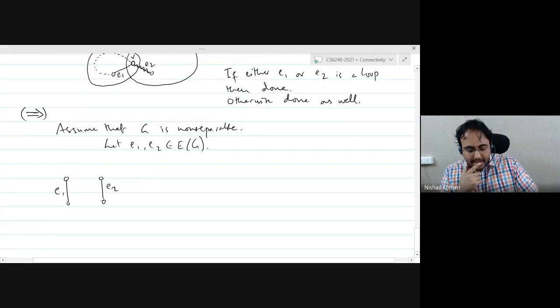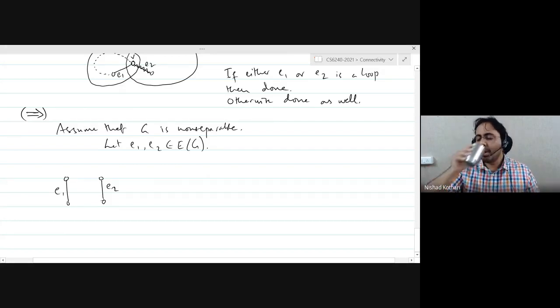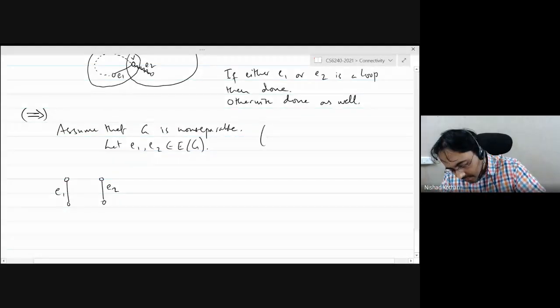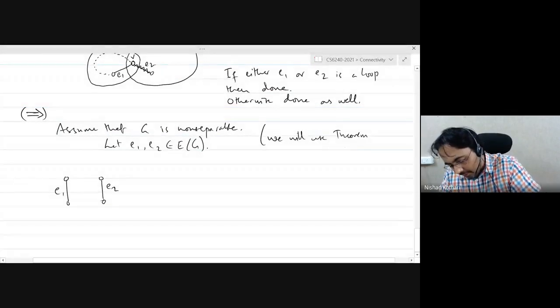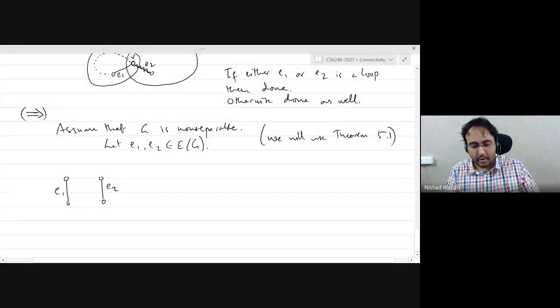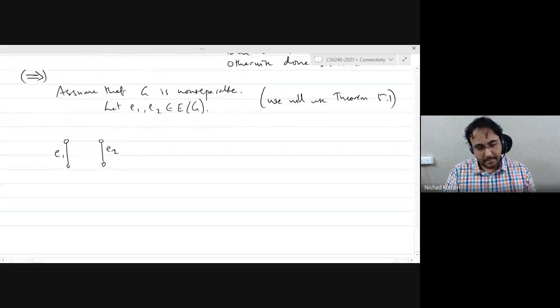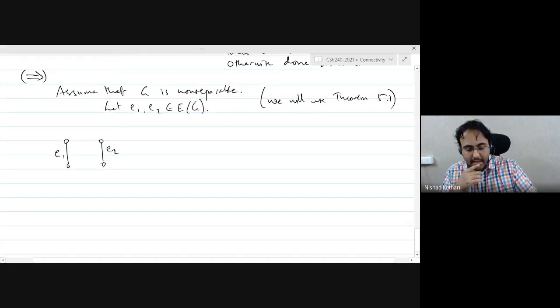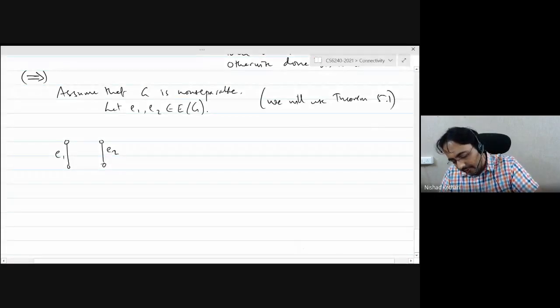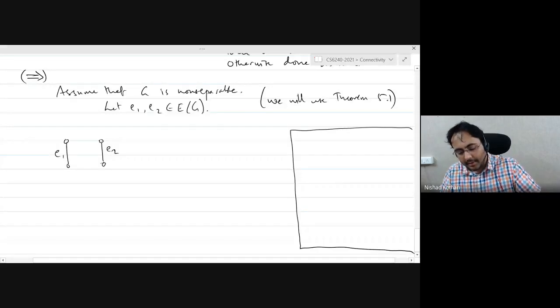Okay, so now we are actually going to use a trick. It almost seems a bit like cheating, but it's not. So the idea is to use theorem 5.1, which says that any two vertices belong to a common cycle. But we want to use that to prove that these two edges belong to a common cycle. Okay, so here is the idea. We are going to define an operation on a graph called subdividing an edge.